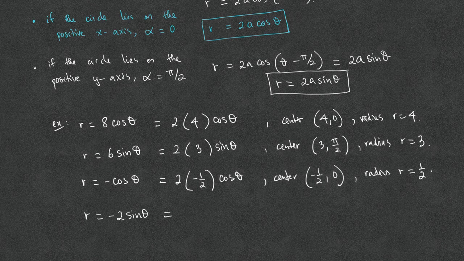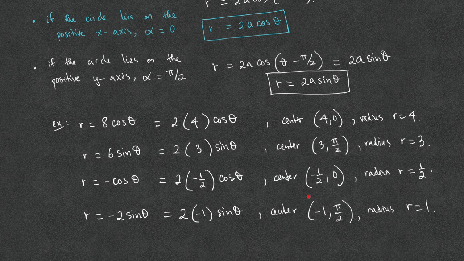And lastly, r equals negative 2 sine theta can be rewritten as 2 times negative 1 times sine theta. It represents the circle whose center is at r equals negative 1, theta equals pi over 2, and the radius is r equals positive 1.